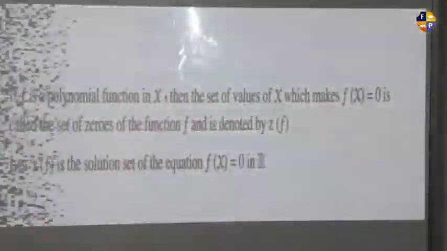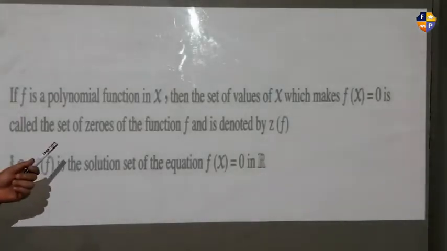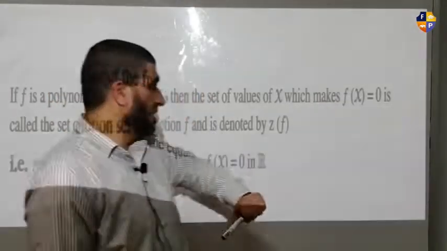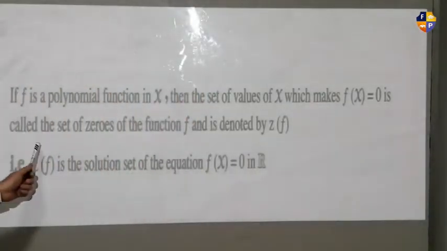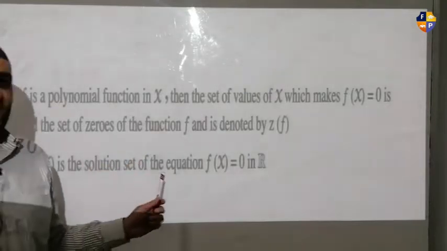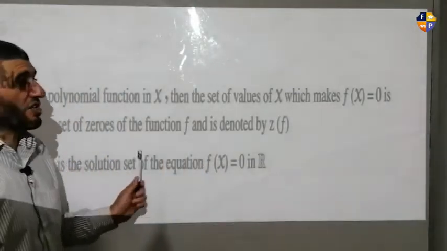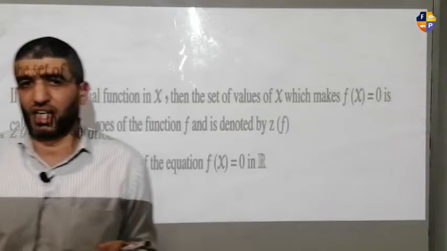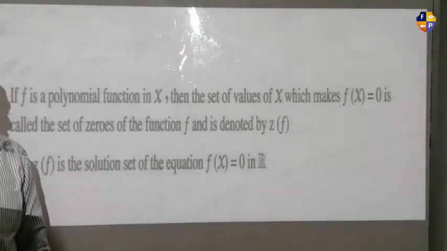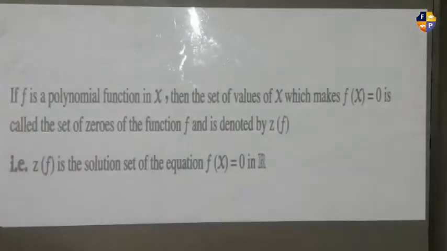What's the meaning of set of zeros? If f is a polynomial function in x, then the set of values of x where f(x) equals 0 is called the set of zeros of the function. We can find the value of x. Any function cutting the x-axis, at the point of intersection with the x-axis, it is called set of zeros. All the solution sets.